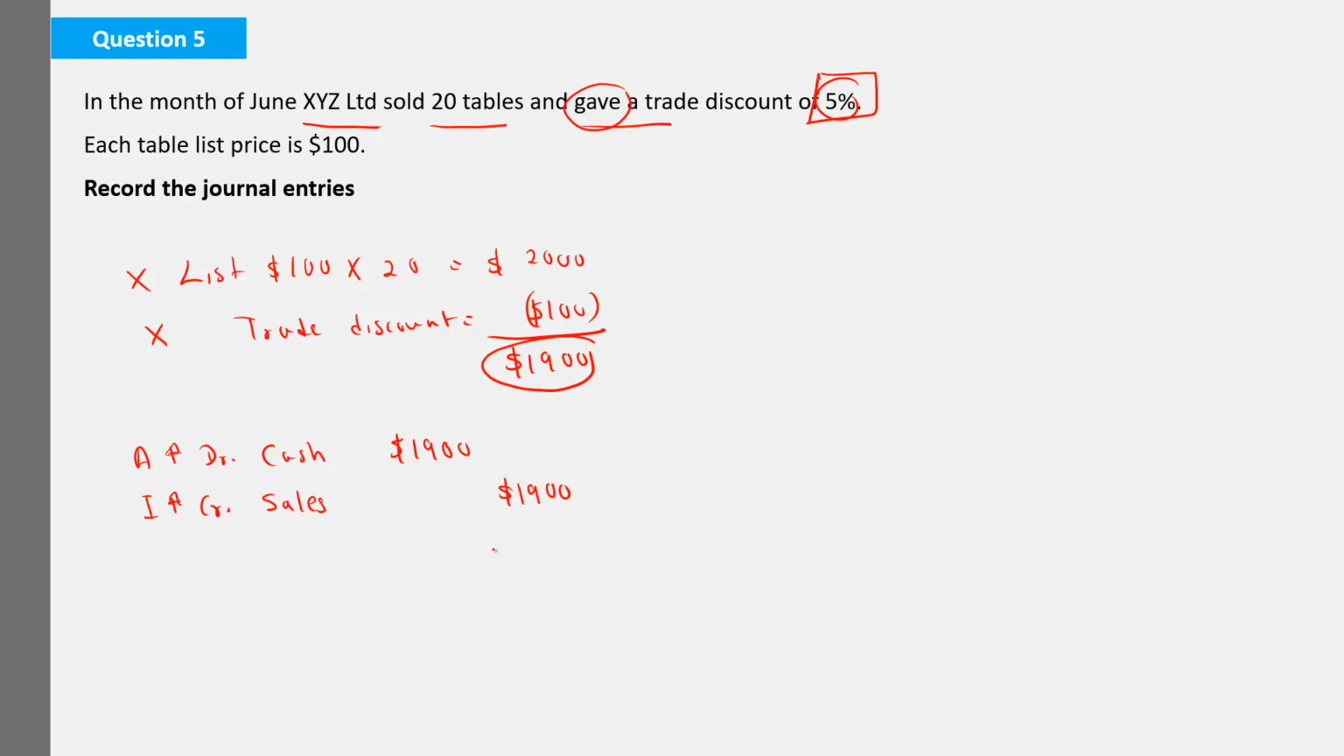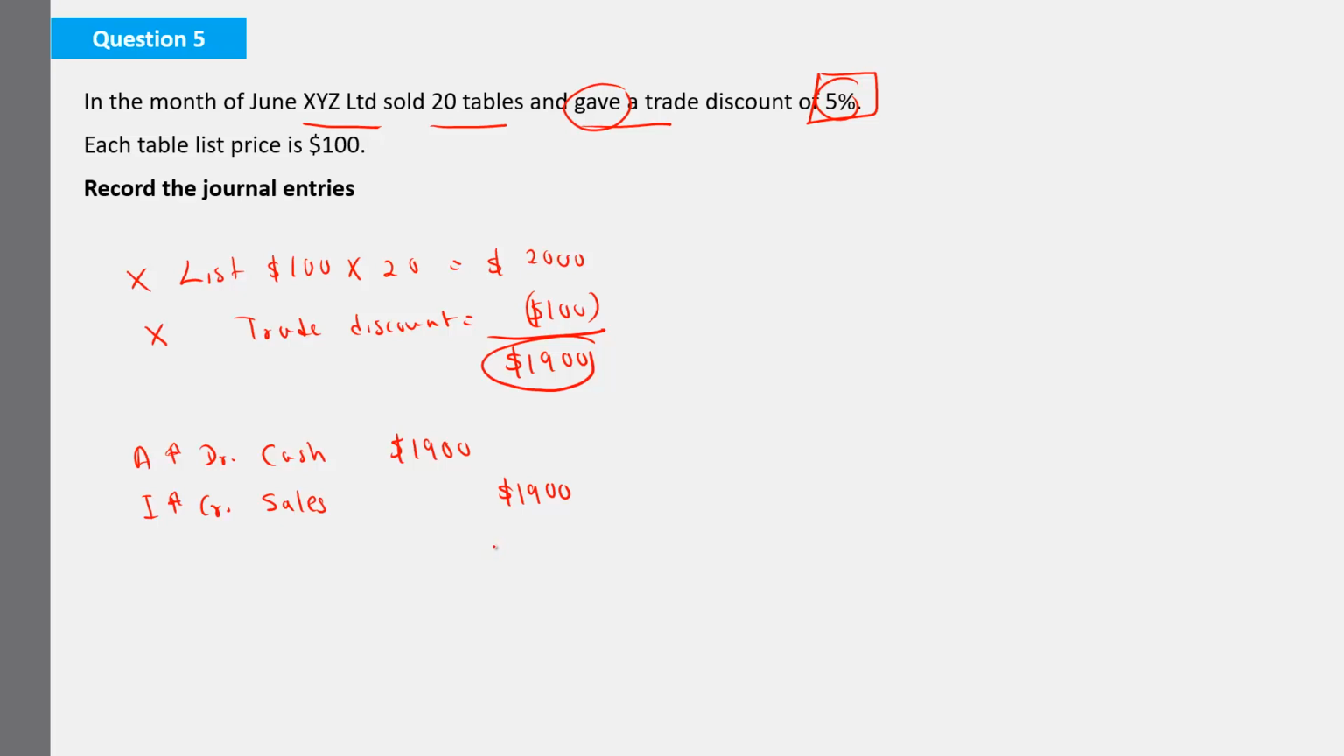So I hope you got a very good understanding of how to record the double entries for the trade discount. So when it comes to the trade discount, you will give discount and you will get discount. You will give discount when you are selling something, and you will get discount when you are purchasing something.